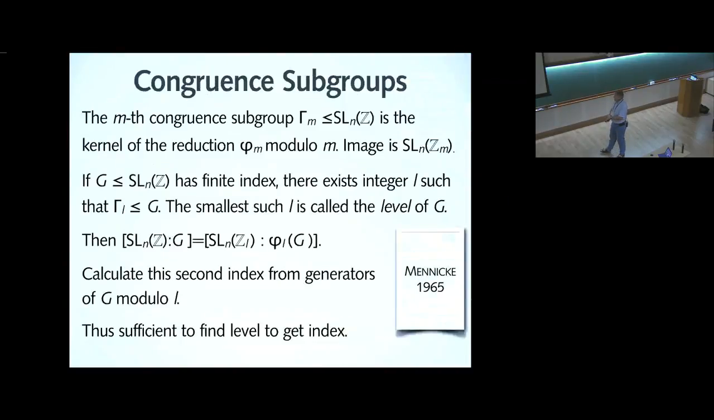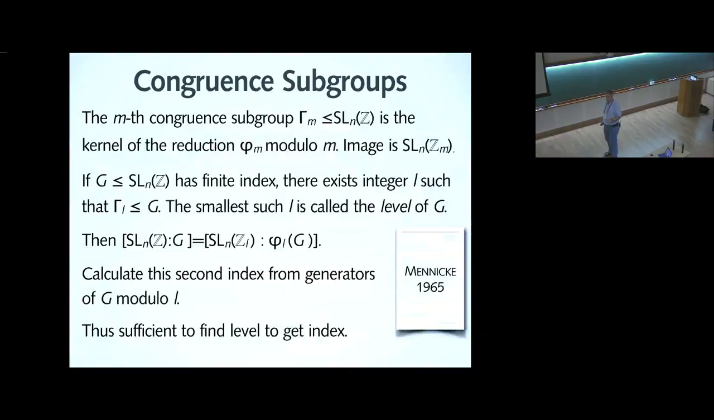Okay, the main tool for working with these groups will be the idea of a congruence subgroup. A congruence subgroup is simply the kernel of the reduction modulo M. And the image will be the full SLN ZM. The main theorem is a theorem of Mennicke from '65, which says if the subgroup has finite index, then it must contain some congruence subgroup. That is really a theorem you need to prove.